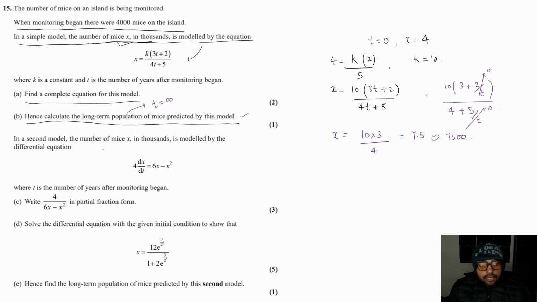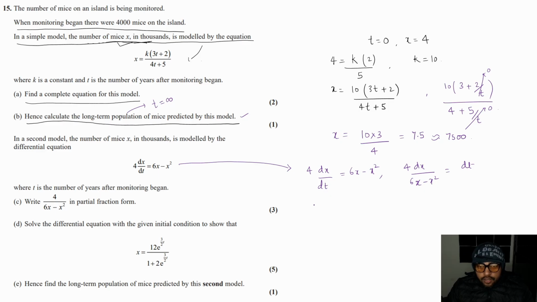Now in the second model, they have told us that the number of mice x, in thousands, is modeled by a differential equation, where t is the number of years after monitoring begins. So let's do it. They have given us 4 dx by dt equals 6x minus x squared. If we rearrange this equation, it will be 4 dx by (6x minus x squared) equals dt. Here 4 is left.